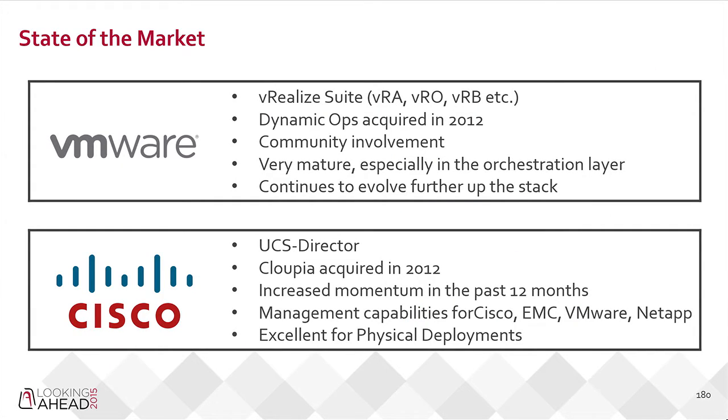And first one, VMware. They've got the vRealize suite now. VMware seems to change the name of their product every year, so I don't know what it'll be in a few months' time. But it was Dynamic Ops, which was acquired in 2012, and later on became VMware vCloud Automation Center, and is now known as the vRealize suite.